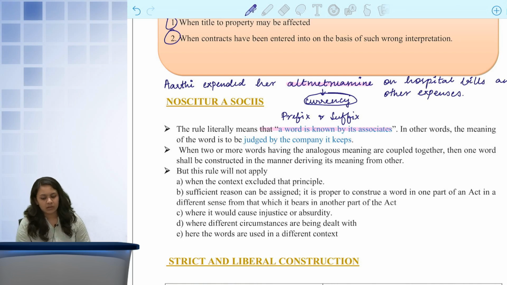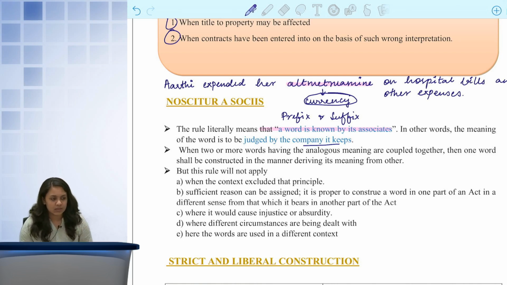Okay, and this is what noscitur a sociis is saying. A word is to be judged by the company that it keeps. So when two or more words having analogous meaning are coupled together, then one word shall be construed in a manner deriving its meaning from the other. Now this can only be done when there is no grammatical meaning, no ordinary or popular meaning that is well known to the people.